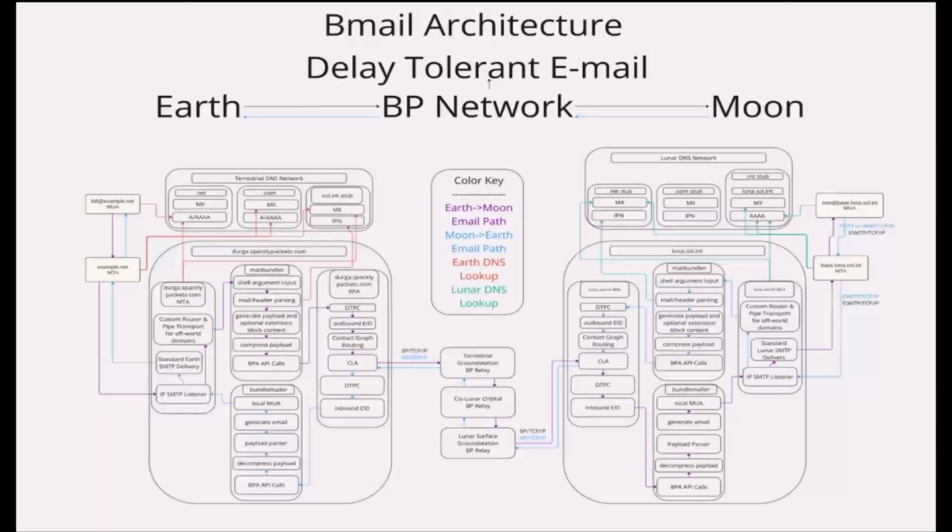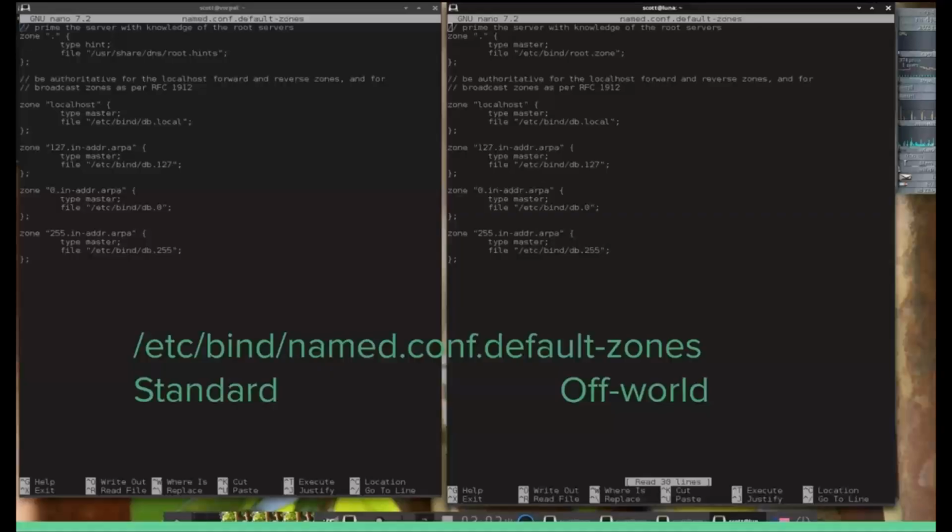You'll notice with the color-coded lines that no DNS lookup leaves its own network. There is no need in this architecture for a transit of deep space or a bundle protocol network with a DNS query or response. Now we're going to look a little closer into how to configure bind9 as a name server to provide this function, both on a terrestrial network and an off-world network.